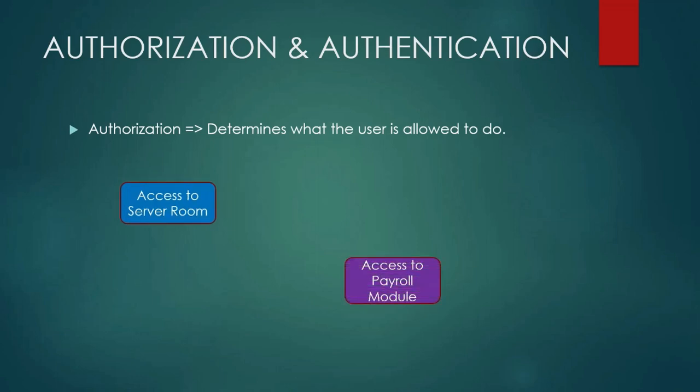Then we have the example of a system. Assuming you have logged into a system, you have provided your username and password and you have accessed the system, some of the users may not be allowed to access the payroll module. Maybe this module is only accessed by the HR team or the person who is actually running the payroll module. So this is determining what the user can actually see.